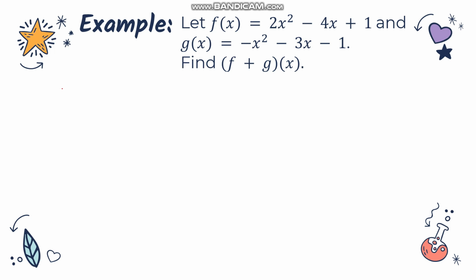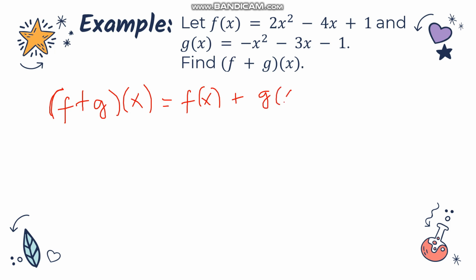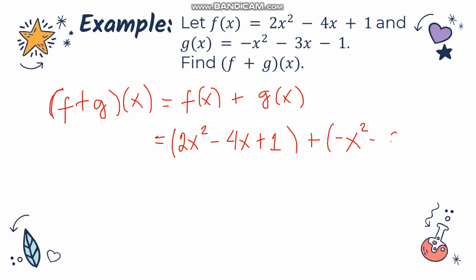Now let's write here f plus g of x. Then let's write the two functions. So we have f of x plus g of x. So f of x is given, which is 2x squared minus 4x plus 1. Plus, then we have g of x, negative x squared minus 3x minus 1.